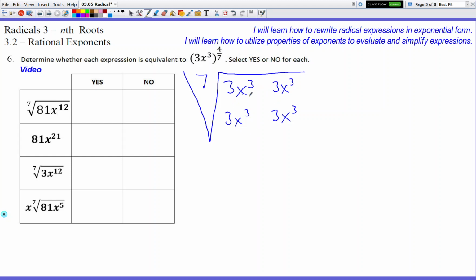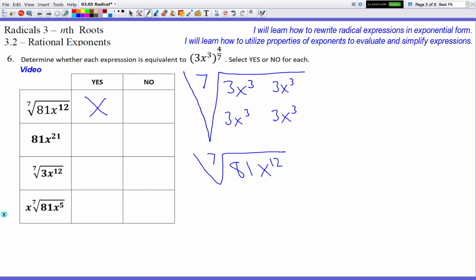So 4 3's make 81 when I multiply them together, and 4 sets of x to the 3rd power makes x to the 12th power. So is that any one of my, actually what did I do? I wrote my radical wrong. I put a 4 in there because I was thinking about 4 3's. Okay, it's a 7 in there, sorry about that. Okay, so do I see that as any one of the options that they say as an answer? Oh yeah, this first guy is one of those answers, so I'll put a yes right there.